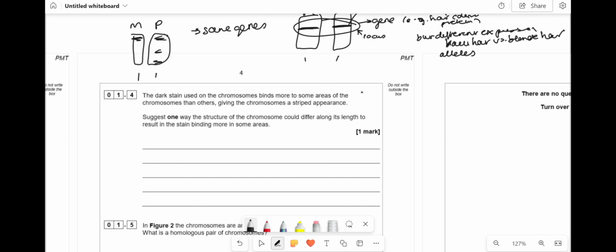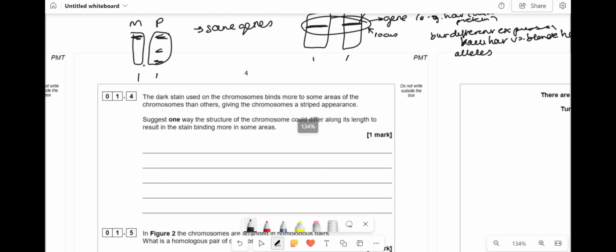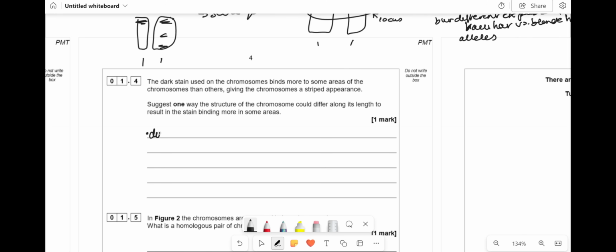So back to this question then. It's telling you that it's for some reason binding on more areas than others, giving them a striped appearance. So in theory, these should be identical. The only difference between them, like I said, is that they've got differences in base sequences. And that must be the reason that it's binding differently. And that's because of those alleles.